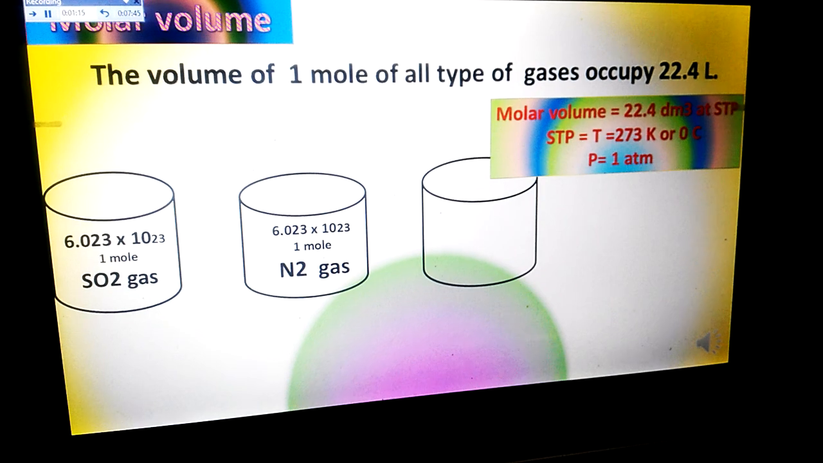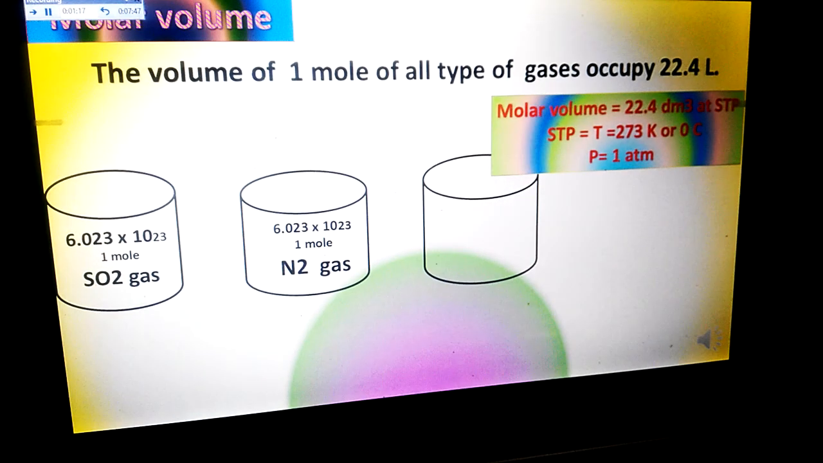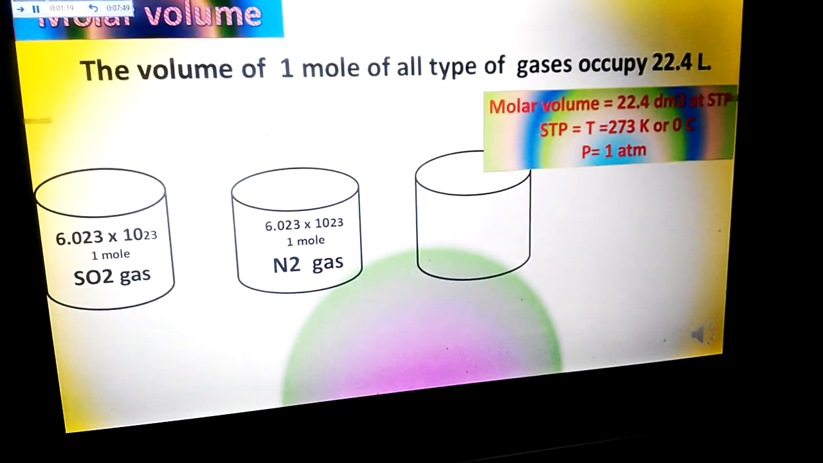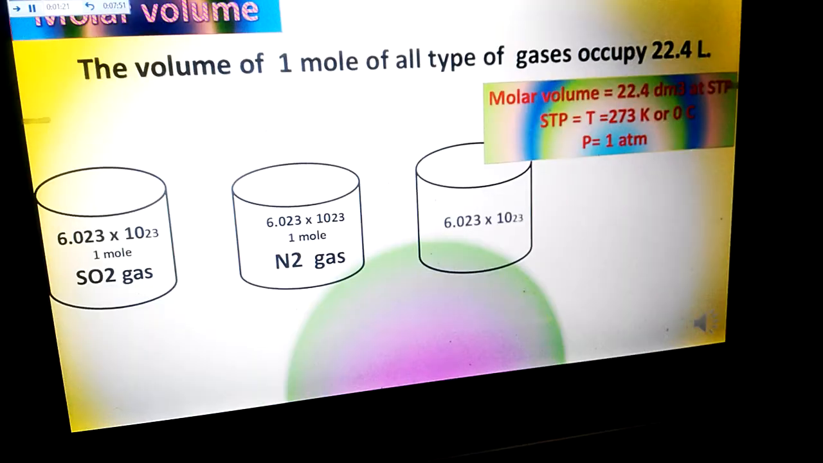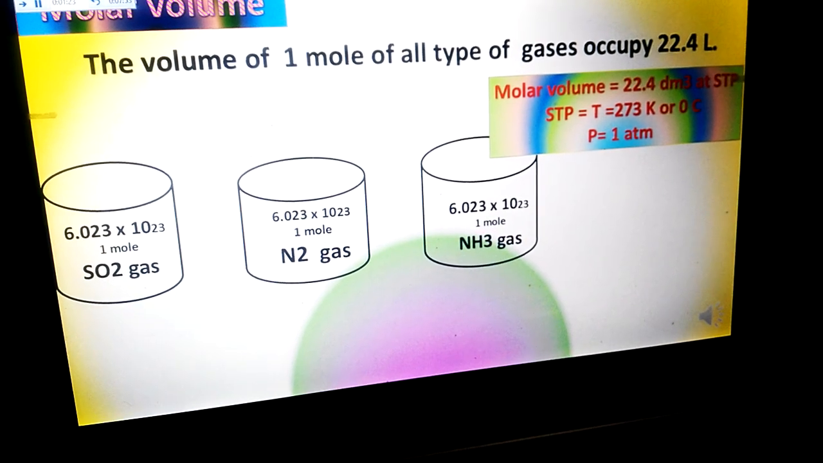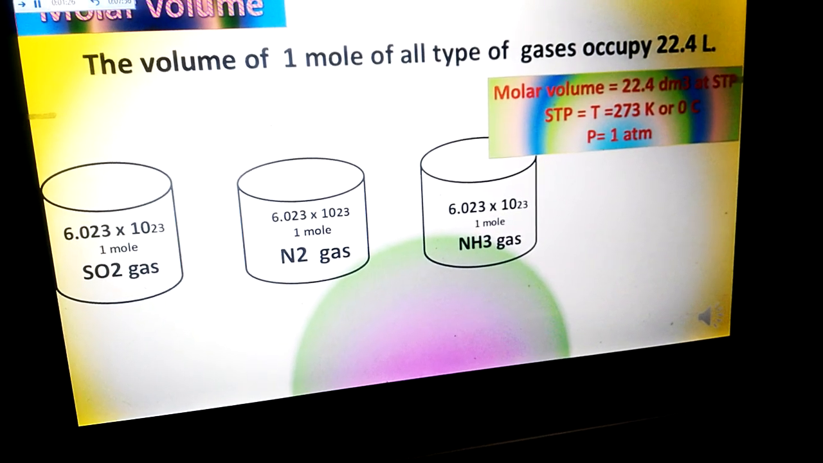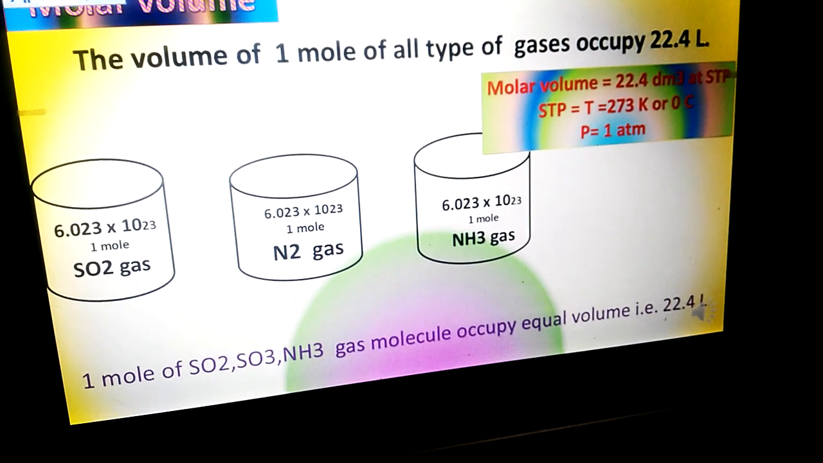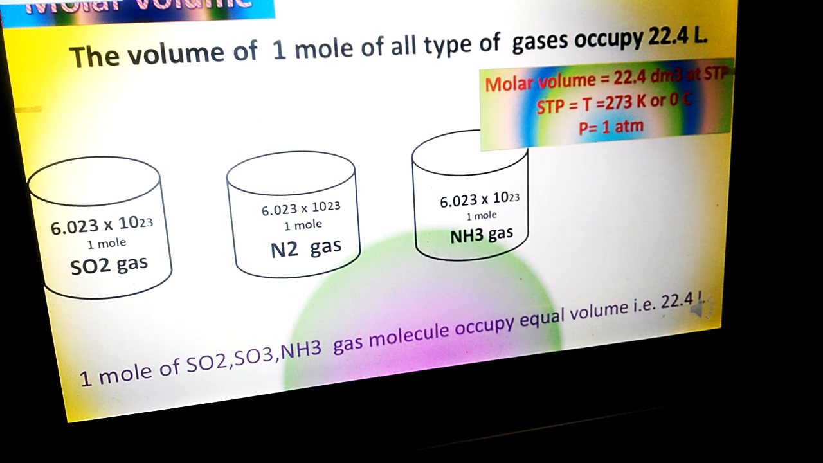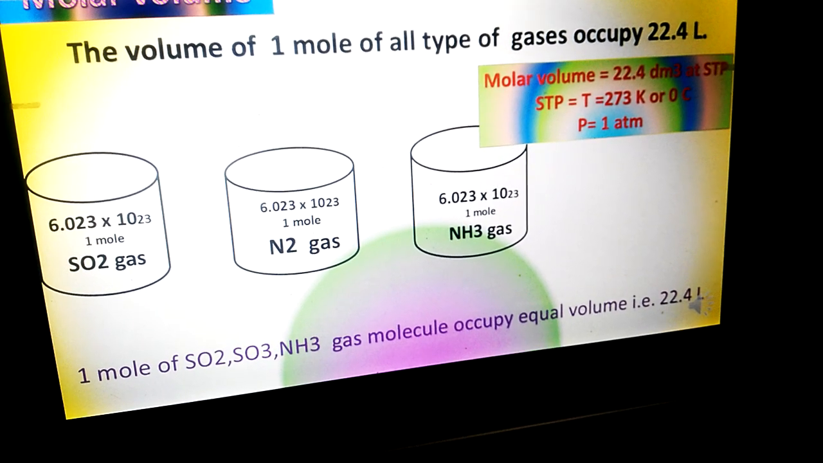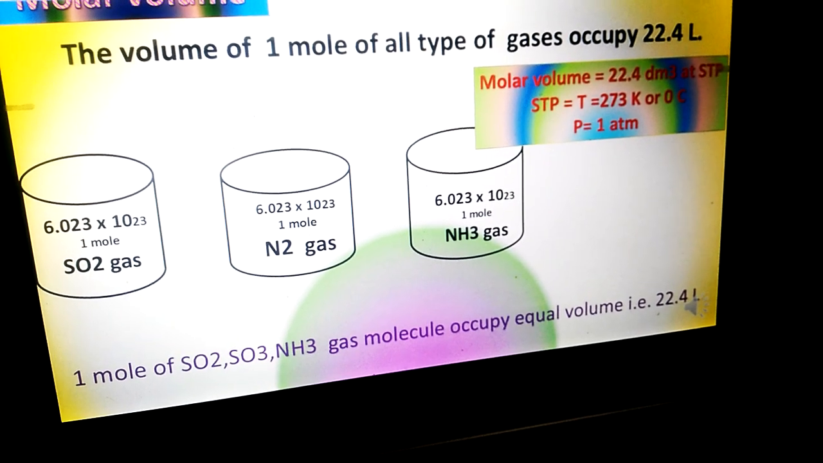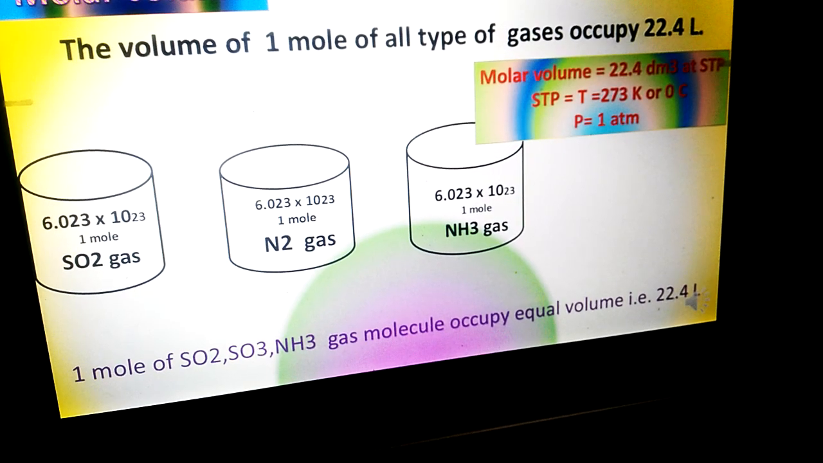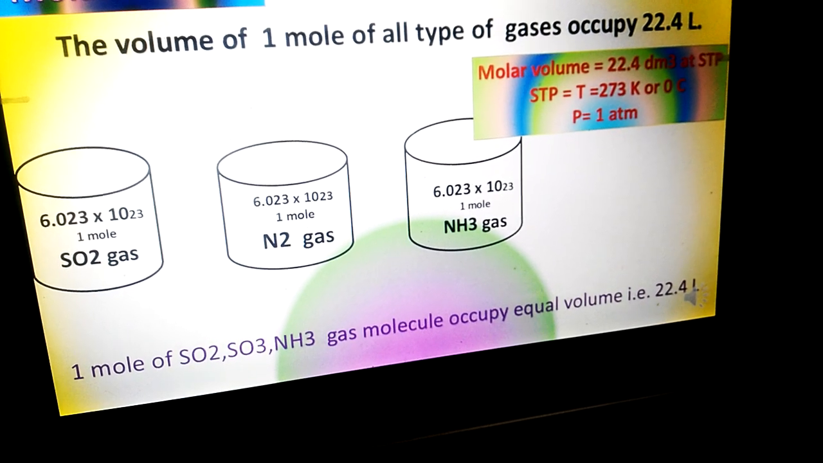This is the third beaker in which we take 1 mole of NH3 gas, and this will occupy the same volume, 22.4 liters. So all these different gases, that is 1 mole of SO2, SO3, NH3 gas, occupy equal volume, that is 22.4 liters.